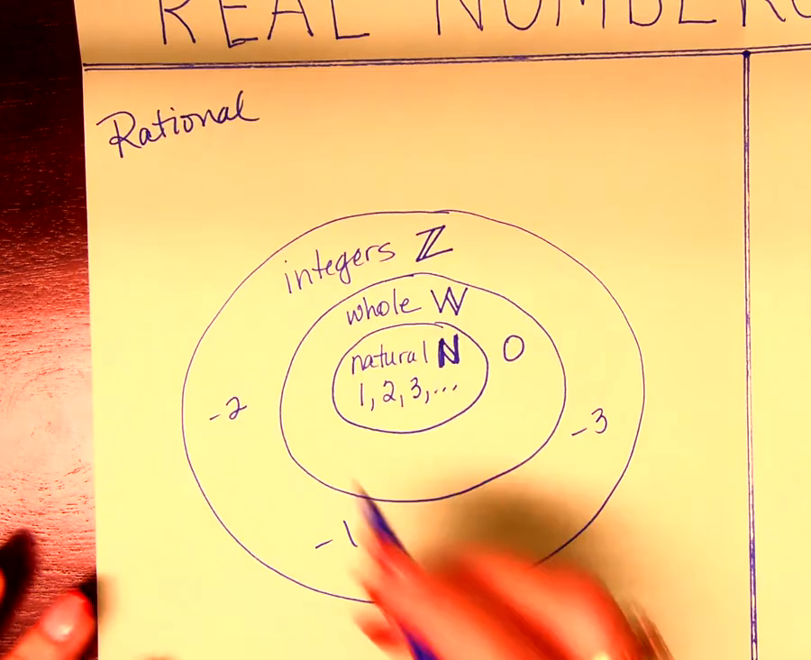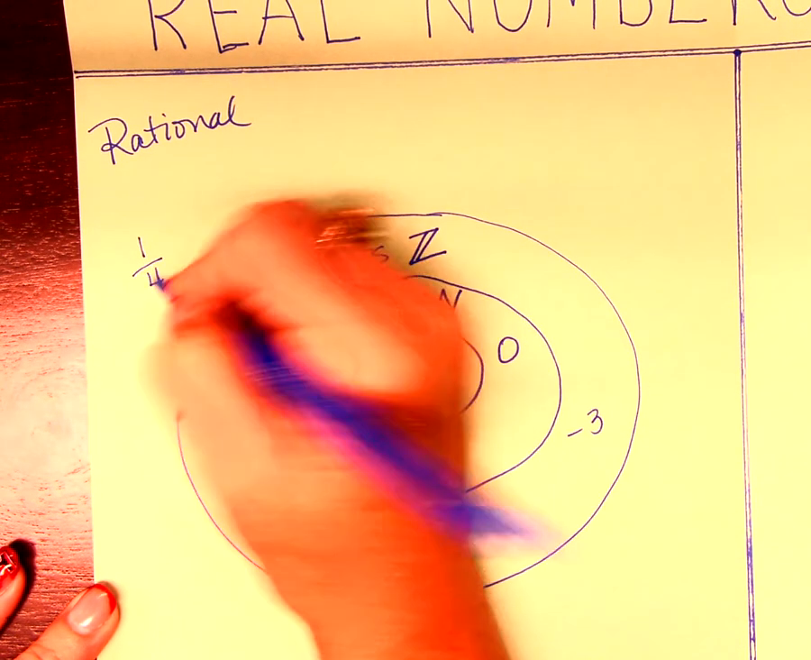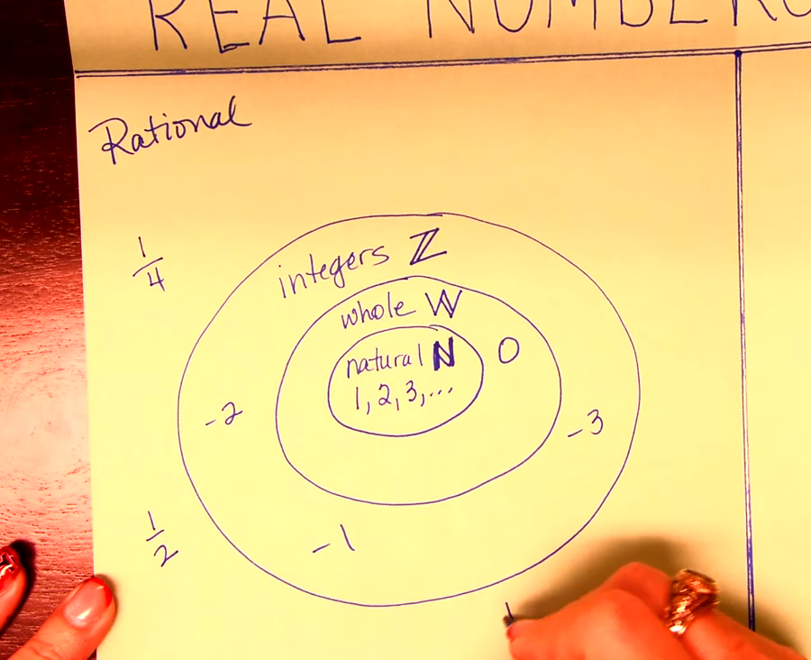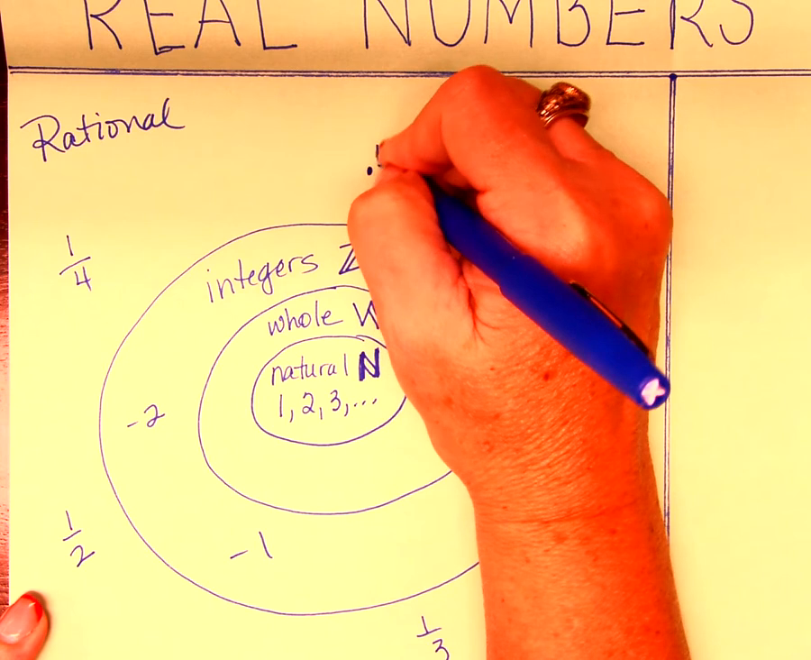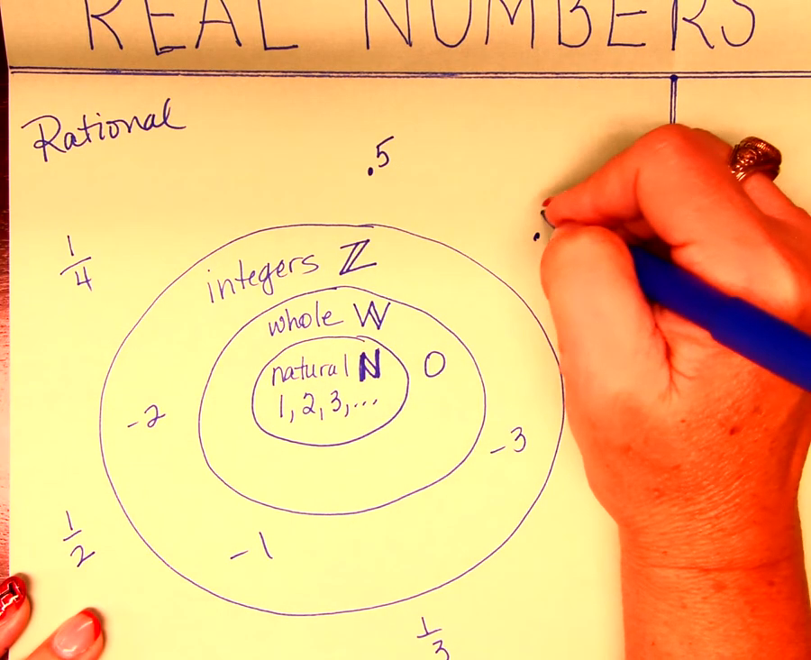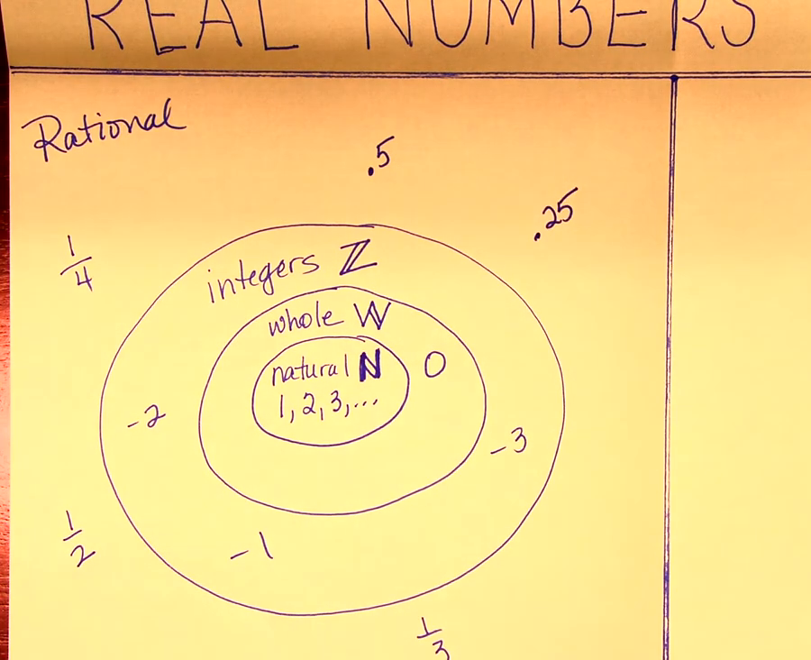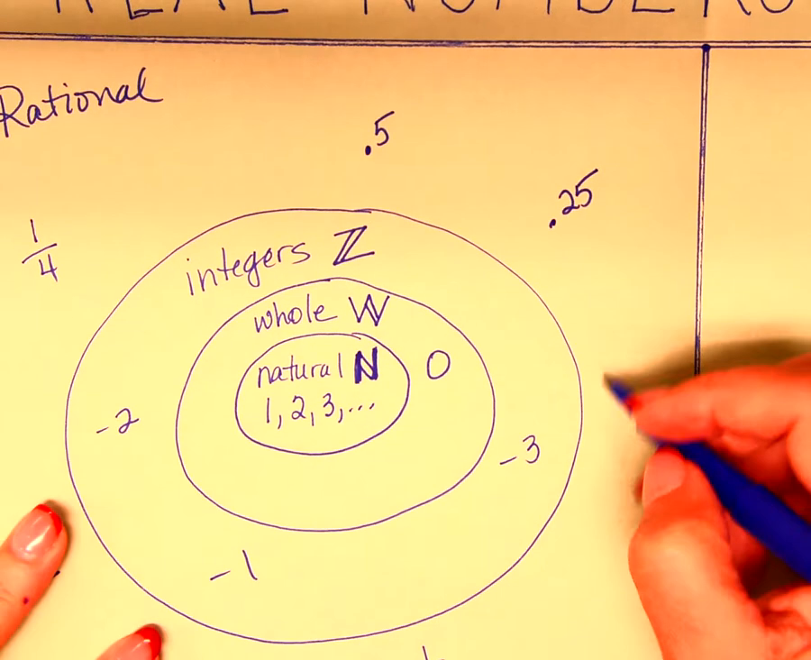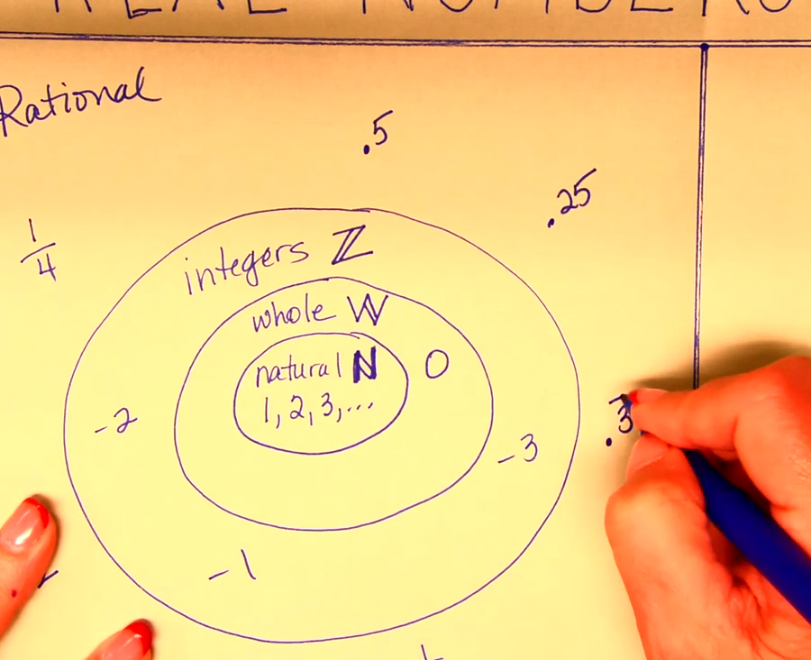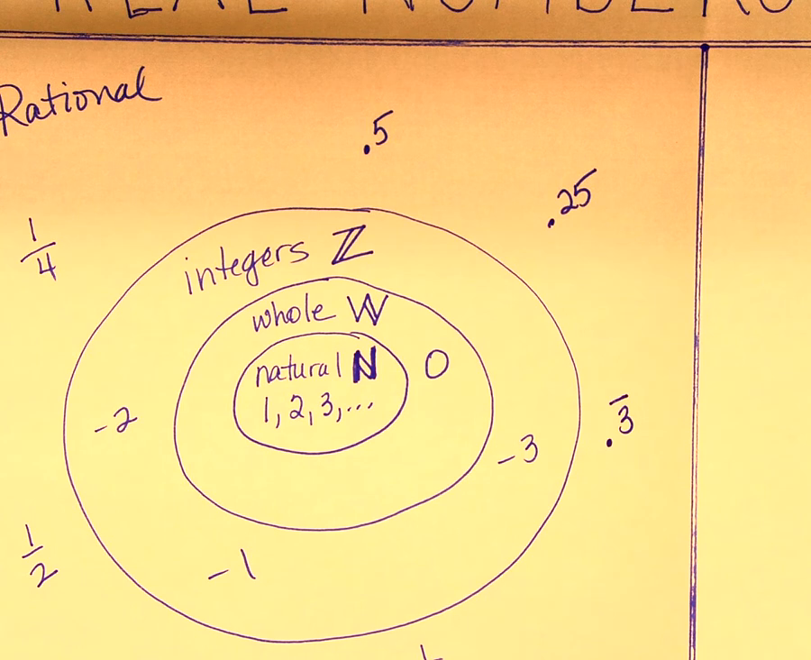So I need an example. 1/4, 1/2, 1/3. Except nobody said anything like 0.5 or 0.25. Can those be written as fractions? Yes. So now I have to ask you a trick question. What about this? 0.3 repeating. Oh, so it's not really that much of a trick at all, is it? Because you know 0.3 repeating is 1/3, and that can be written as a fraction, so it is a rational number.